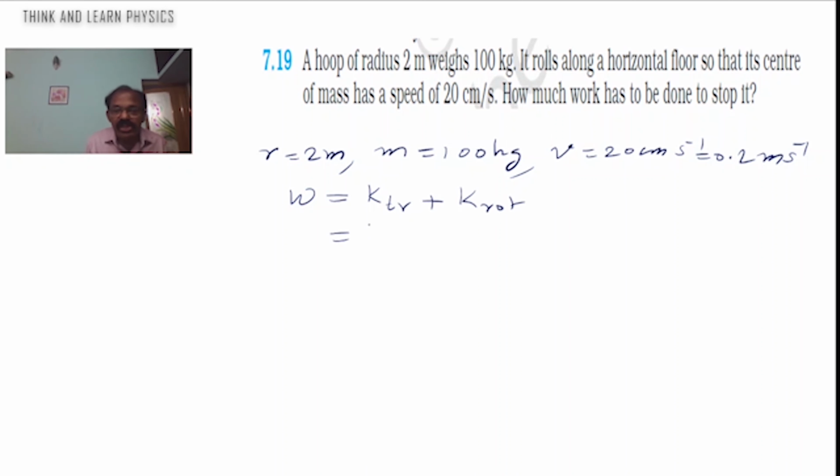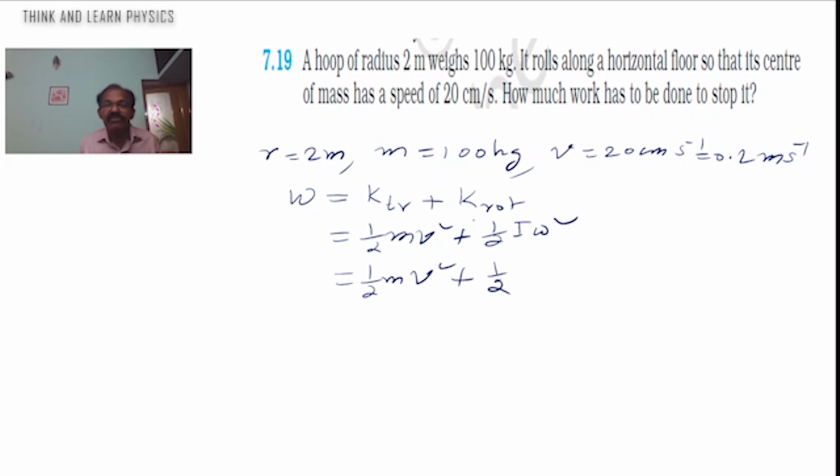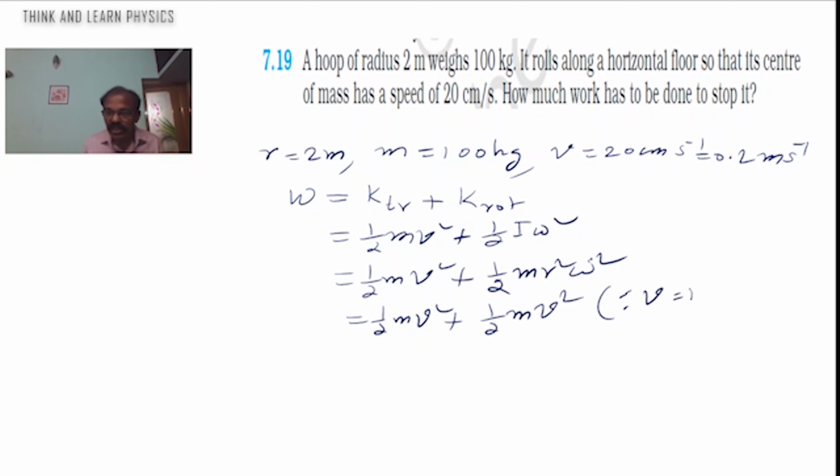Therefore, work done is equal to the sum of its initial kinetic energy of translation and kinetic energy of rotation. That means this is equal to half mv square plus half I omega square. The moment of inertia of the hoop is clearly m r square. So that's equal to half mv square plus half m r square omega square, which is half mv square plus half m v square, because v is equal to r omega.